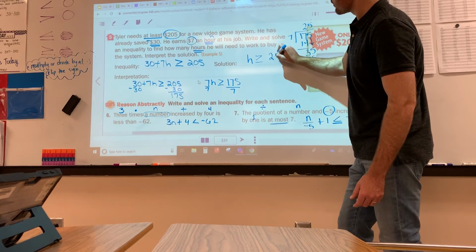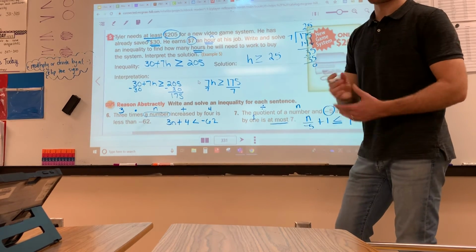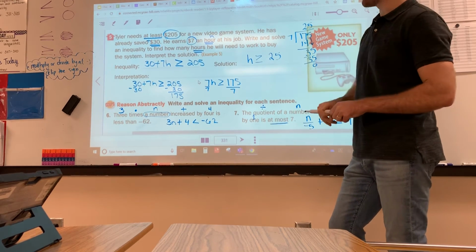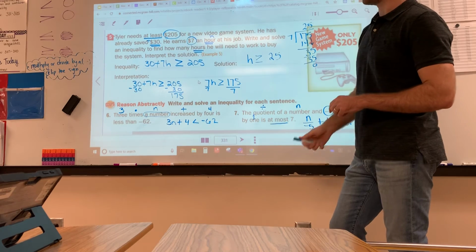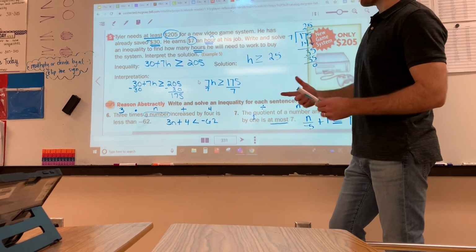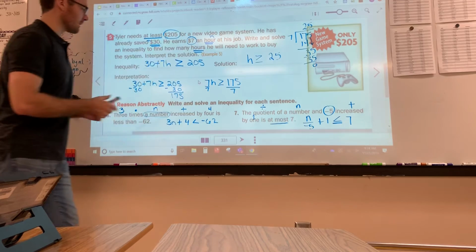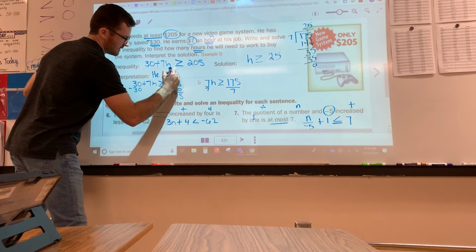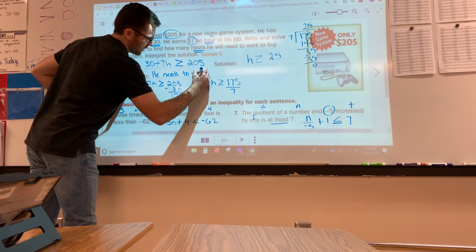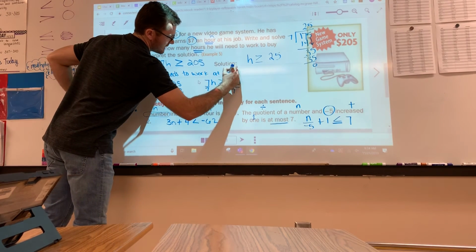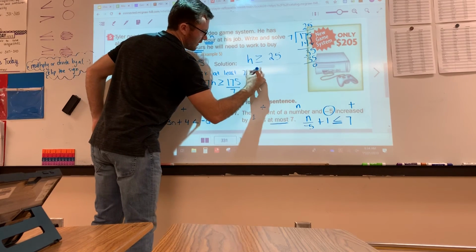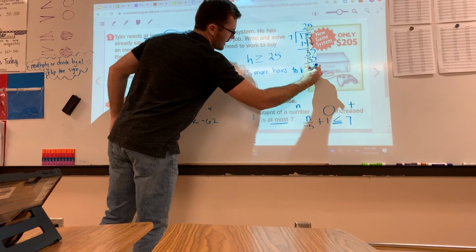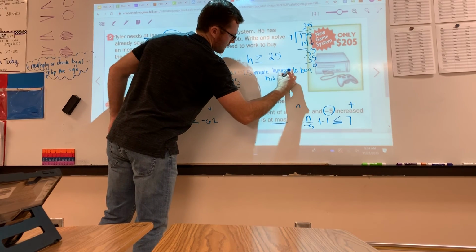So 25 hours is how many more hours he needs to work in order to get his video game system. Not too bad. That's like half a week's work if he's a full-time employee. Interpretation. So I just interpreted it verbally, so I'll write down that interpretation as well. He needs to work at least 25 more hours to buy his game system.